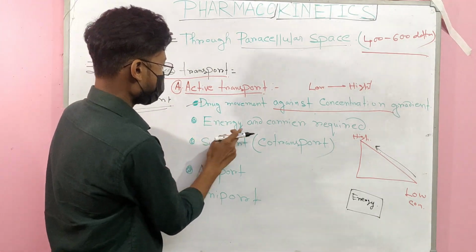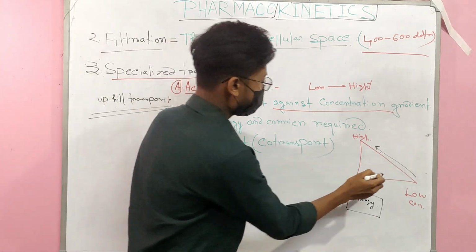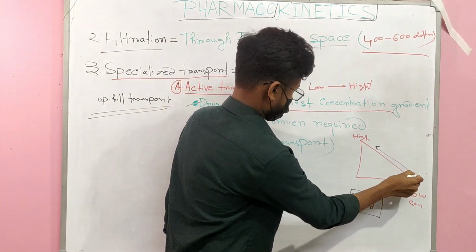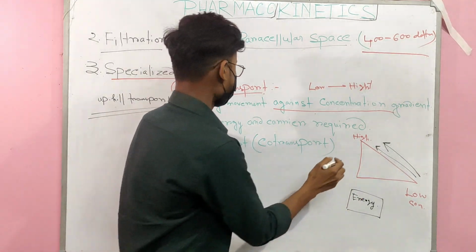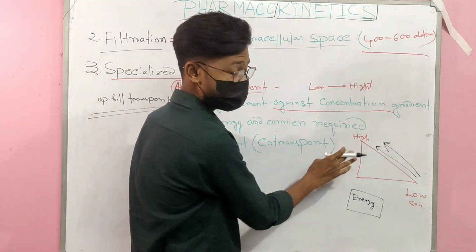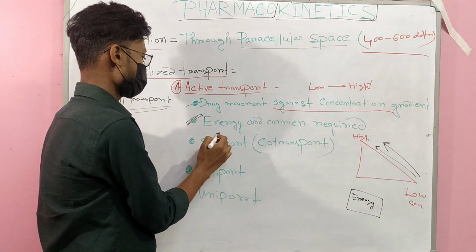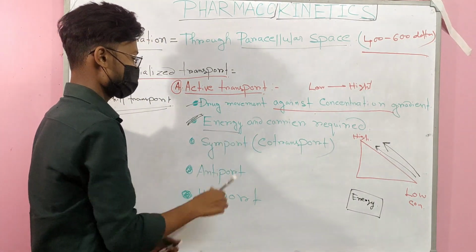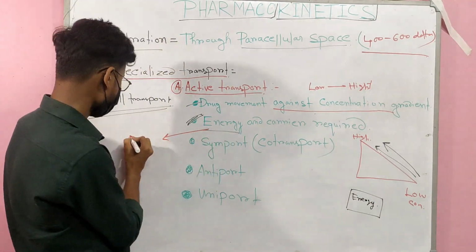Energy and a carrier are required because the movement of the drug is against the concentration gradient. For this reason, we need energy. Energy and carrier are required. Energy in our body means ATP.